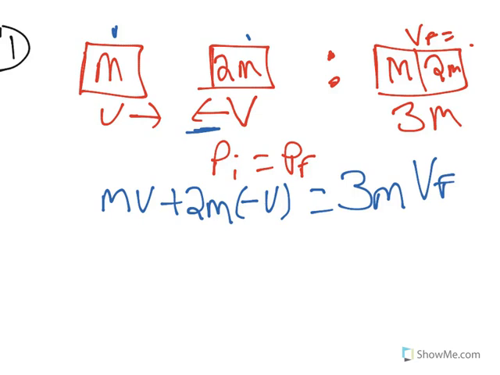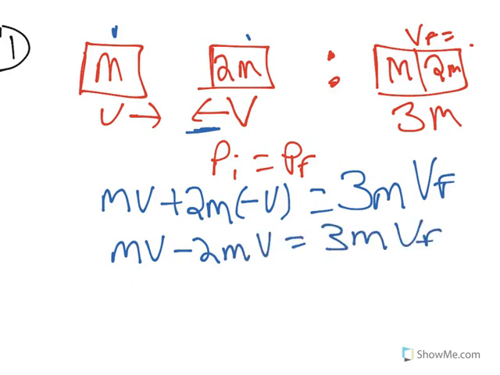Now the reason these v's are the same is because it says they were going the same speed. So if you'll refer back to your problem, it says they were going the same speed but in opposite directions. Okay? And so what we do now is we're going to try to solve for vf in terms of v. Now, the first thing we're going to do is go mv minus 2mv equals 3mvf.